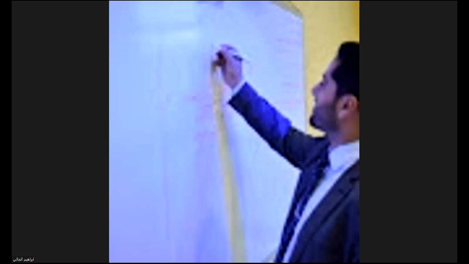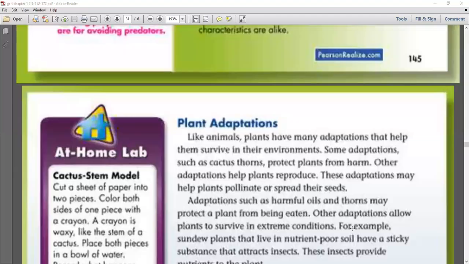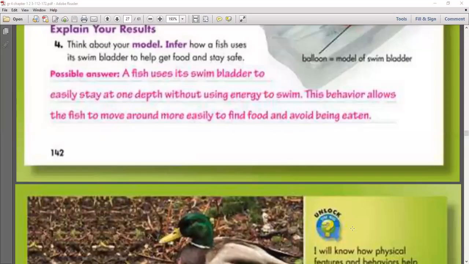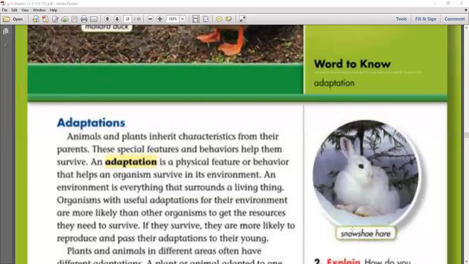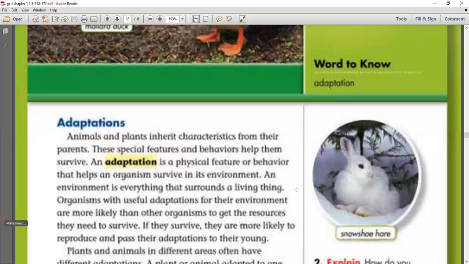Open your books. Open your books on page number 143. We'll start with adaptation, with explaining the definition of adaptation: how the animal or plant is adapted to its environment. That's the point. How animals and plants adapt to their environment.